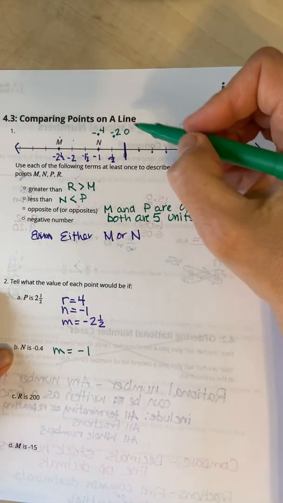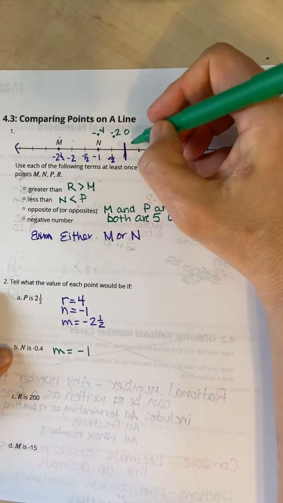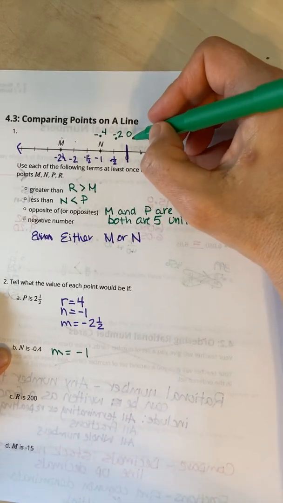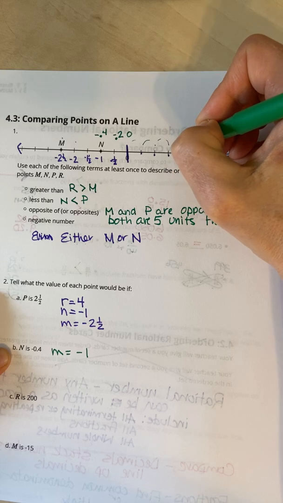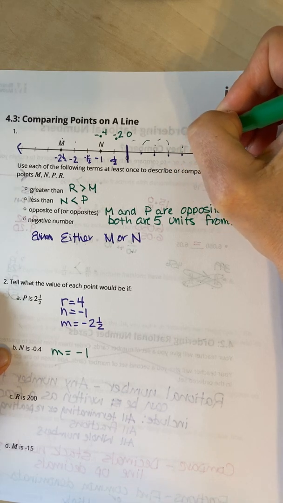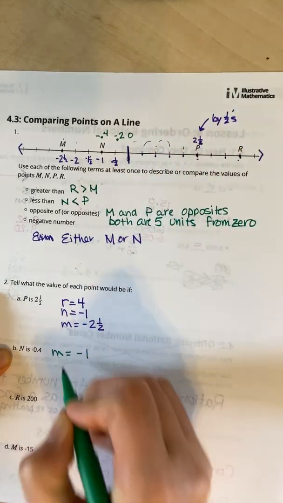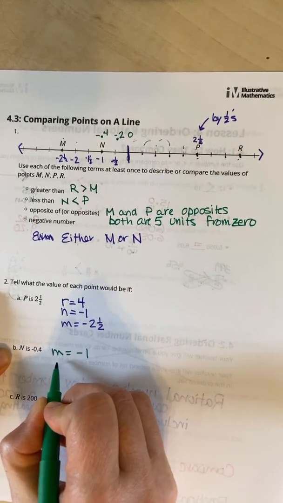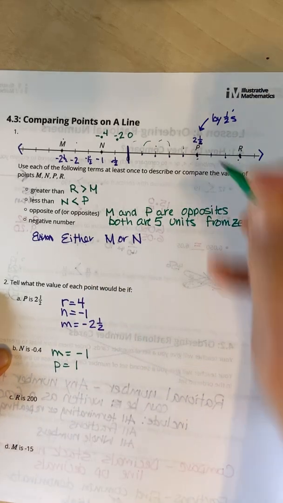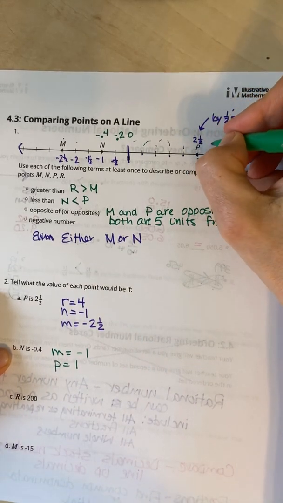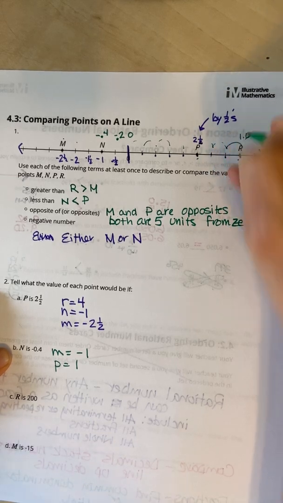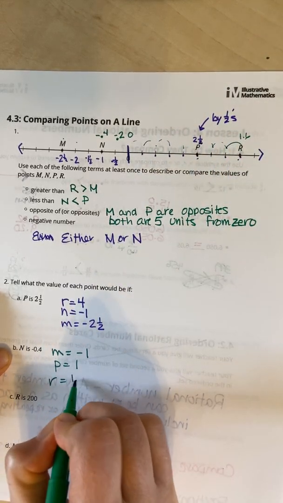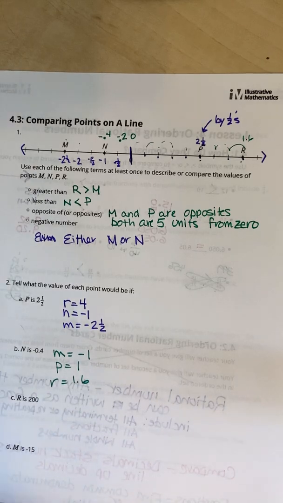If I went to P, remember I go up by 0.2, 0.2, 0.4, 0.6, 0.8. It's not 0.10, it's 1.0 because that's where my decimal would go. So this would be 1.0. And remember, these were opposites anyway, so I knew that. So P would equal positive 1, and then 1.2, 1.4, 1.6. Okay? All right, let's try this one.